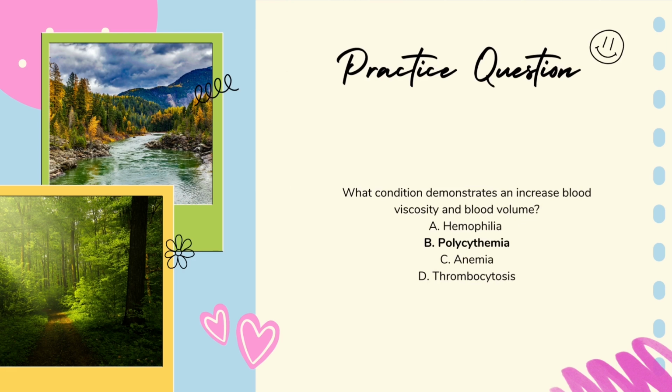Then we have C, anemia. That is when there is a reduction of oxygen carrying capacity. And then we have D, thrombocytosis, and that is when you're going to see a decrease in platelet levels. So with C and D, you're not going to see an increase in blood viscosity and blood volume.